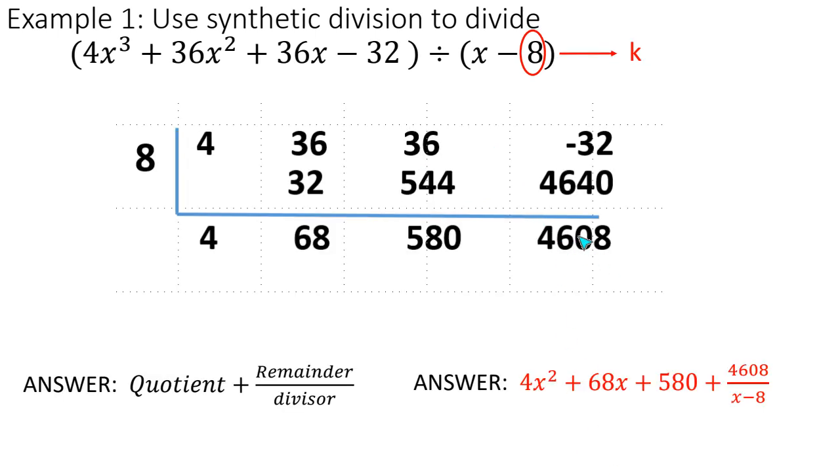So that means that the 3 numbers before it are going to make up your quotient. Since you had an x cubed, you're going to start with x squared. So for 4, we're going to say 4x squared, and then that would be plus 68x plus 580 plus your remainder divided by your divisor. Okay, let's try another one.